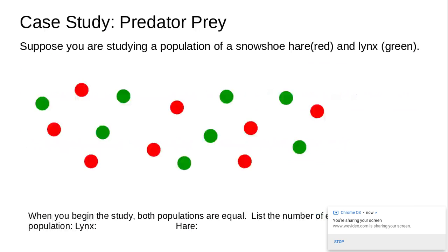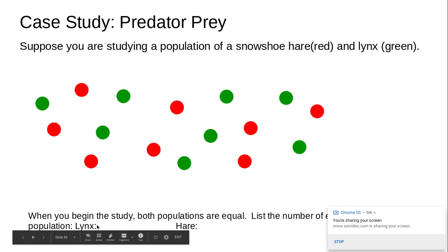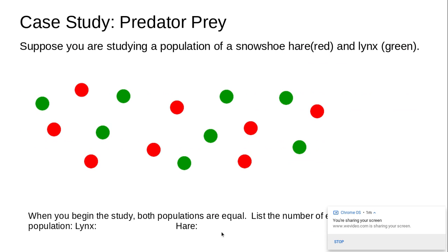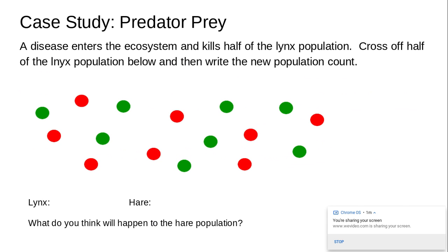So suppose we have a case study here. The dots represent the predator and the prey. So the red dot will be the hare and the green dot will be the lynx. So if you are copying this, label this 1 and then draw 8 green dots and draw 8 red dots and then write that down. The lynx is 8. The hare is 8. So that's case number 1. Draw a line, and then we're going to go to case 2.